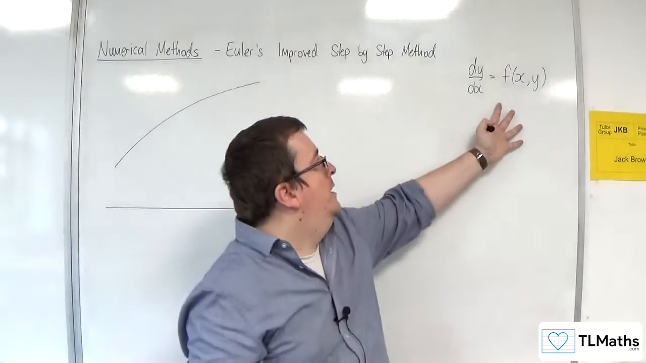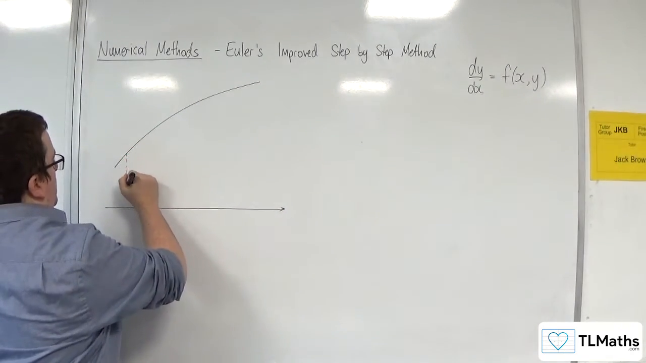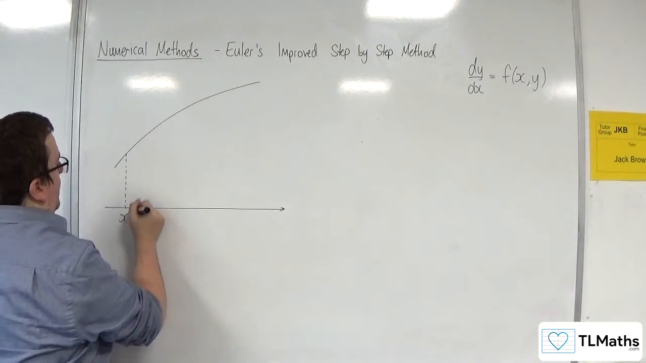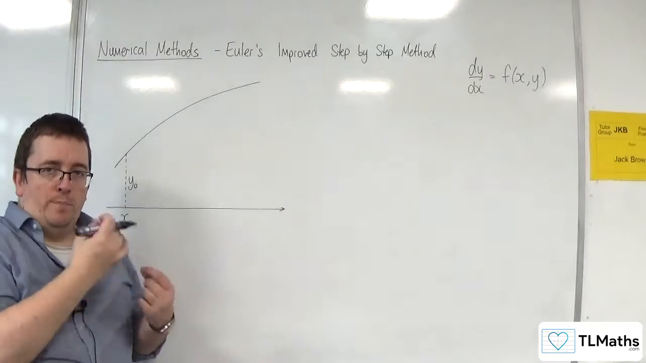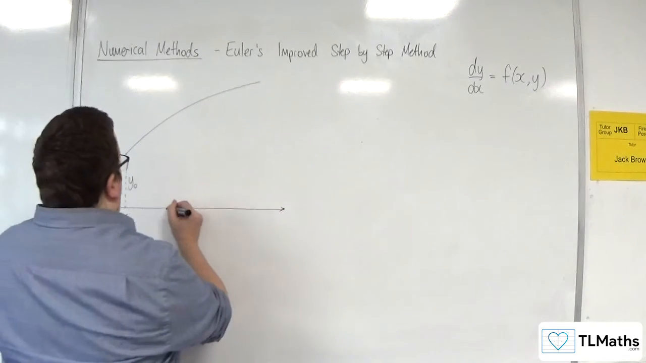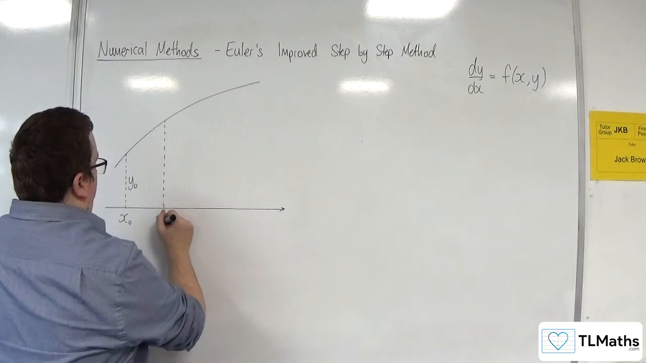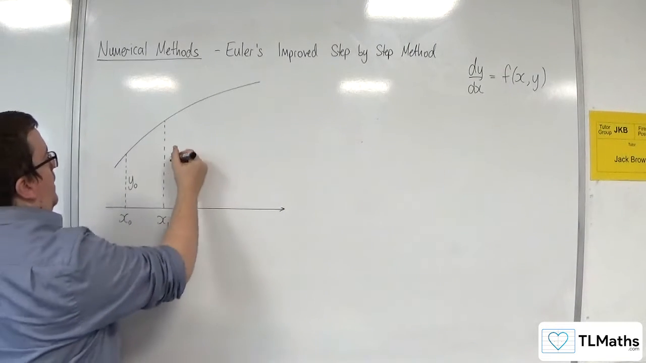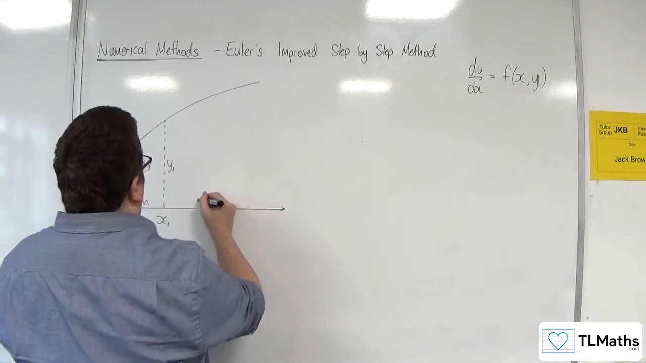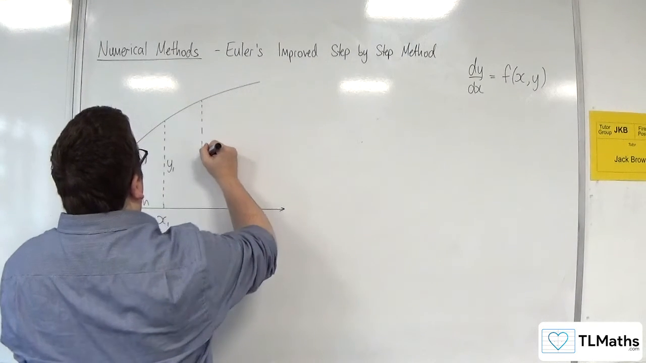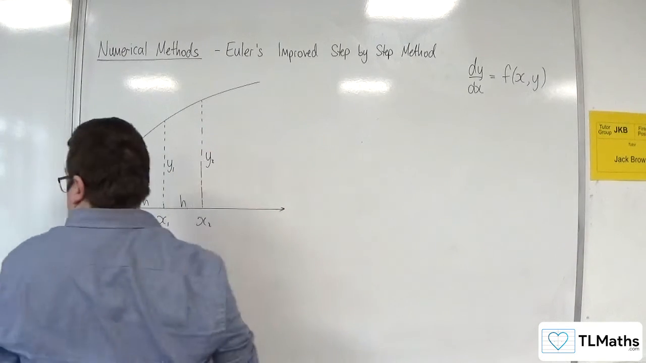So the idea is that if you've got your curve, and this curve is the solution to your differential equation, dy by dx equals some function of x and y. We've got this initial bit that I know about. So I know x0, y0. Okay, so that's my initial boundary condition. And I need the x1 and y1, which is a step length of h along. And I'm going to have another point as well, which is also h along, and this is x2, y2.